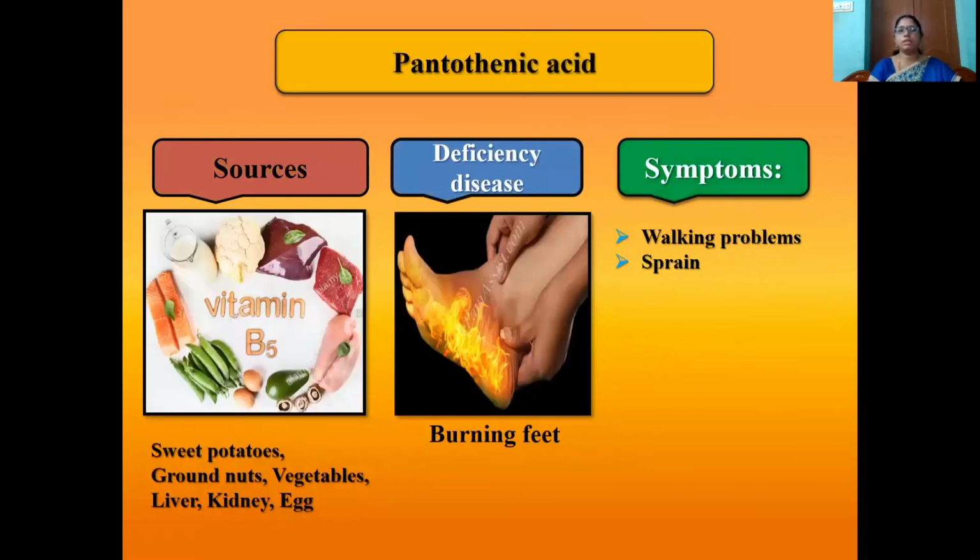The next one is pantothenic acid. Sources: sweet potatoes, groundnuts, vegetables, liver, kidney, egg. The deficiency of this vitamin leads to burning feet. The symptoms of this disease: walking problems and spraying.